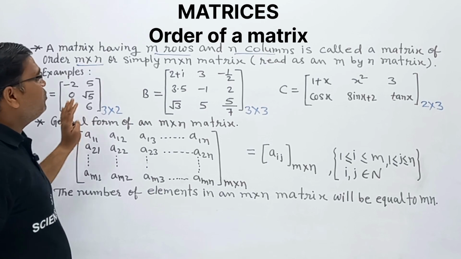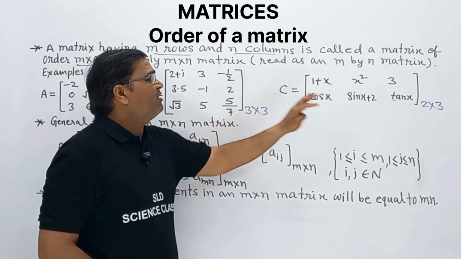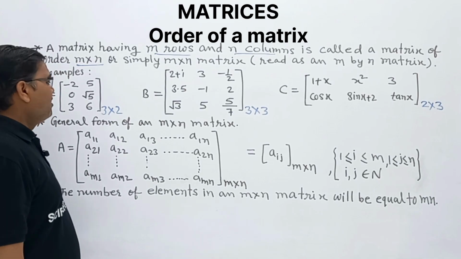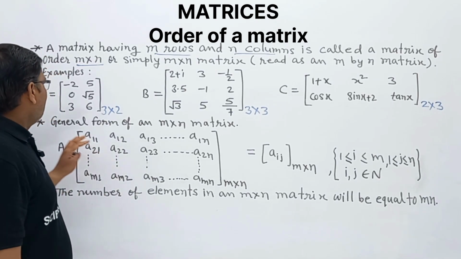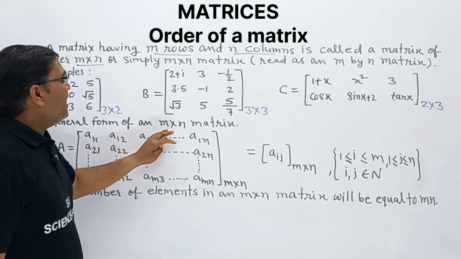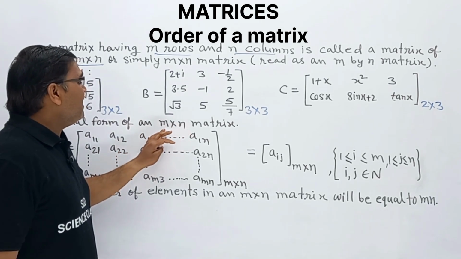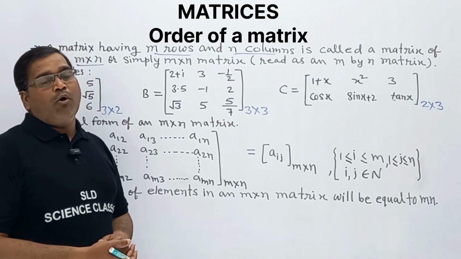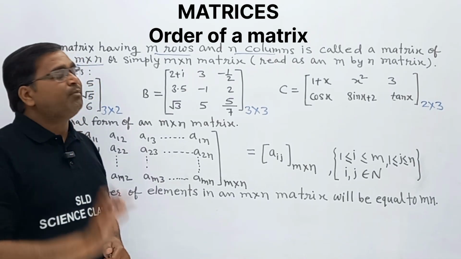So this one is 3 by 2, this one is 3 by 3, and this matrix has order 2 by 3. Clear? Now we will discuss the general form of an m by n matrix. What about the general form of an m by n matrix?